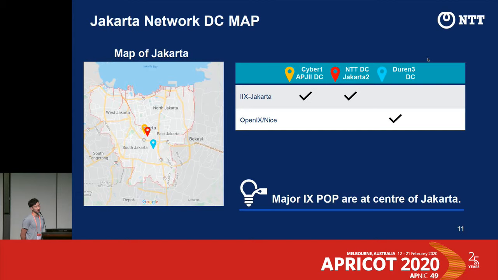Okay, and let's put the pin on the map of Jakarta. So the matrix is IIX and the OpenIX POP. IIX Jakarta has a POP in Cyber 1 and NTT DC Jakarta 2. And then OpenIX has a POP in the Duren 3 data center. And so from here, we can see the major IX POPs are at the center of Jakarta. Okay, this is the Jakarta map.